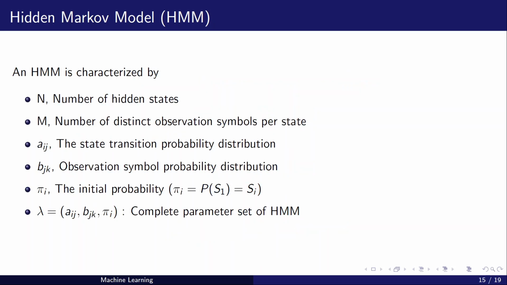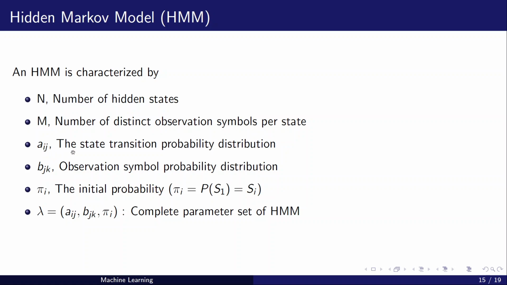A hidden Markov model is characterized by n, the number of hidden states, and m, the number of distinct observation symbols. In the previous case we had n equal to 3 and m equal to 2. You have aij, which is your transition probability matrix, bjk, which is your observation symbol probability, and pi i, which is the initial probability. Lambda means the complete parameter set, which is A, B and pi. This complete set is called the parameter set, which is lambda. So usually n, m and lambda.